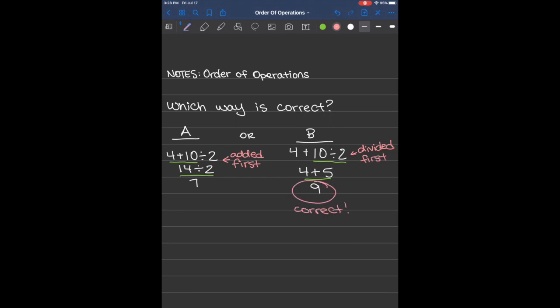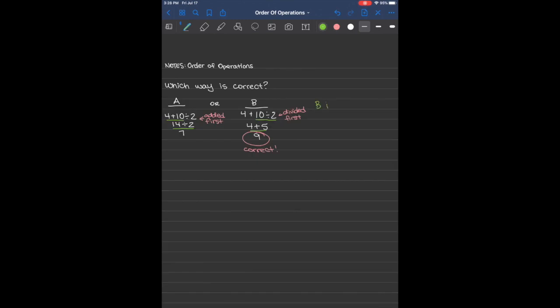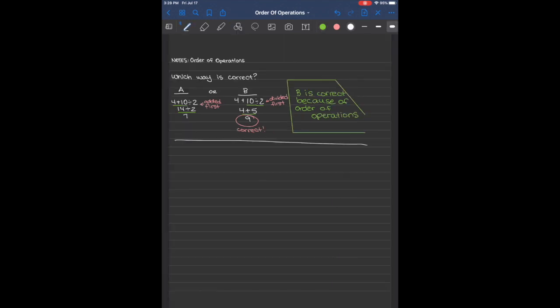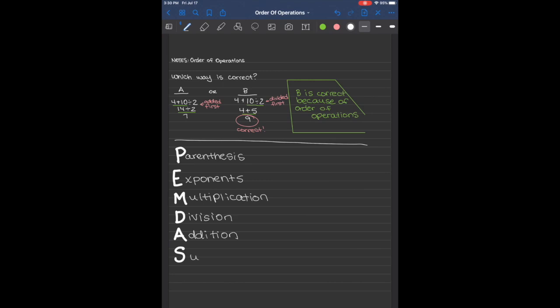So the correct answer is 9 because we're supposed to divide before we add. PEMDAS is the order that we do operations in. The P stands for parentheses, E for exponents, M for multiplication, D for division, A for addition, and S for subtraction.